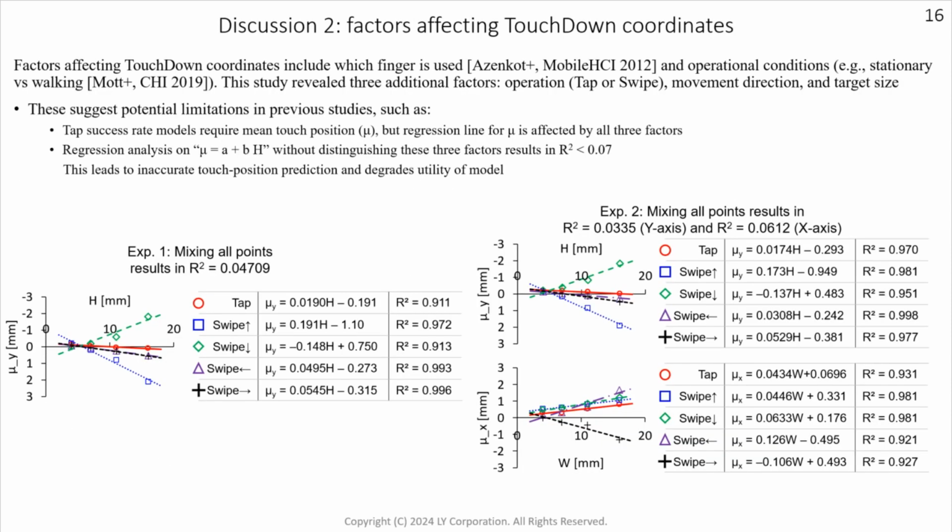Next, we consider factors that affect the touch coordinates. Previous studies reported that which finger is used and the operational context affect the touch coordinates. In contrast, we identified 3 new factors: the operation type, the swipe direction, and the target size. These factors have a complex influence on the touch coordinates, which would reduce the utility of performance prediction models.